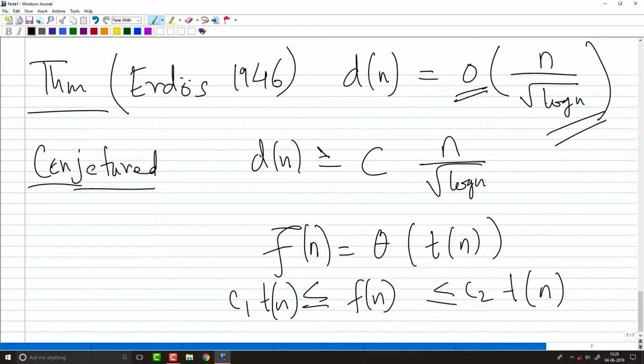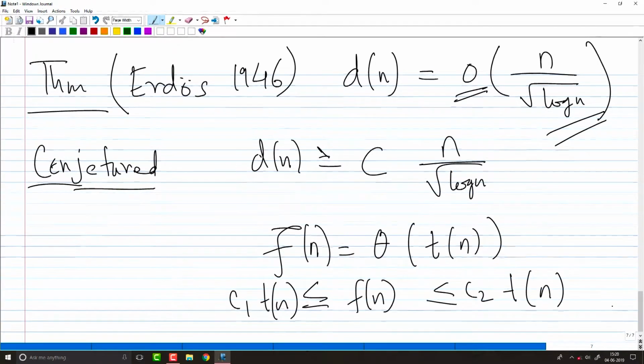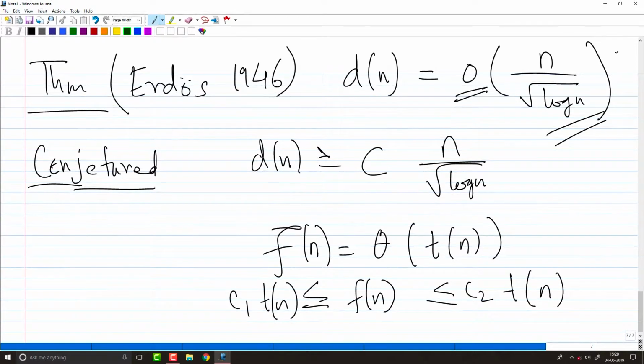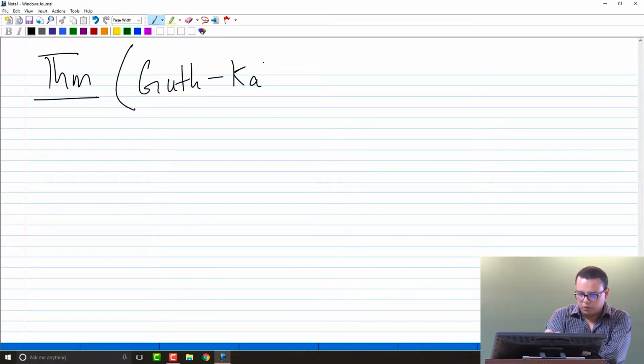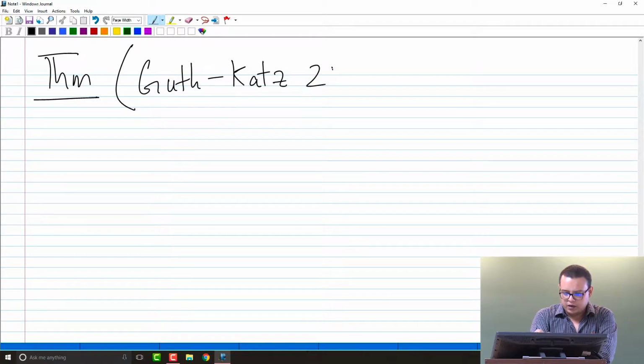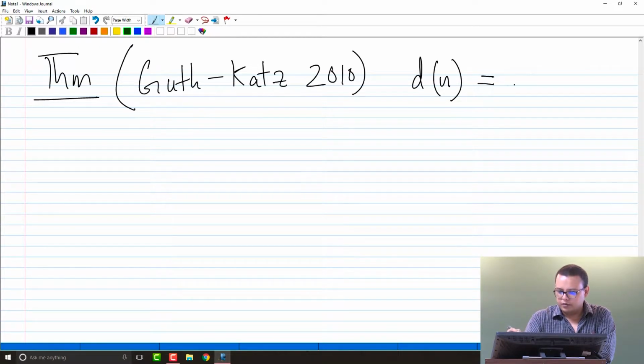There was huge difficulty; no one was even getting close to this bound for a long time. And then in 2010 there was a breakthrough result where they really invented a new way of looking at incidence geometry problems. This is by Guth and Katz. This is called the polynomial method, 2010. They showed that dn will be omega of n by log n.